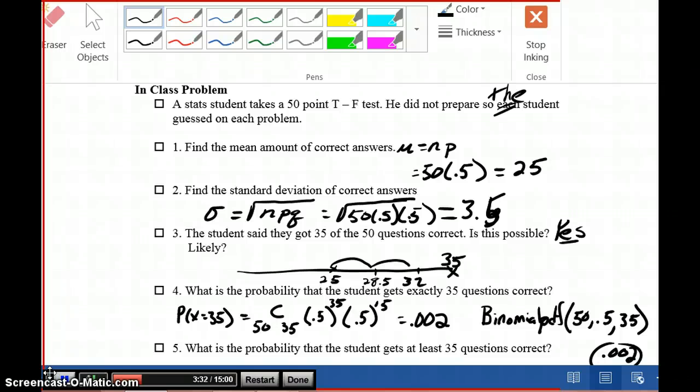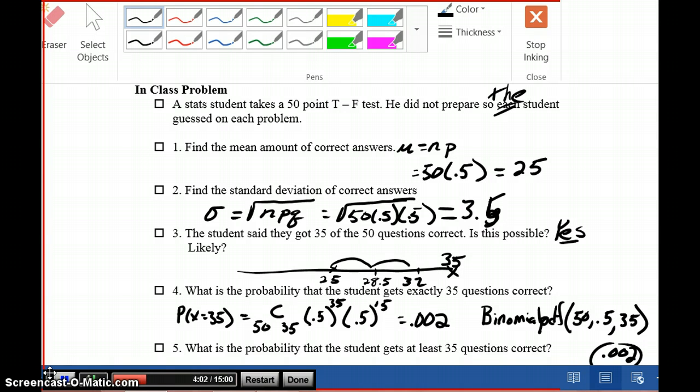So if I go two standard deviations away from the mean, I'm up at 32. But they said they got 35. That is beyond two standard deviations. So we are saying that is unusual. So the likelihood that the person got 35 out of 50 just by guessing is very unlikely, although it certainly is possible, I suppose. The fourth question says, what is the probability that the student gets exactly 35 questions correct?